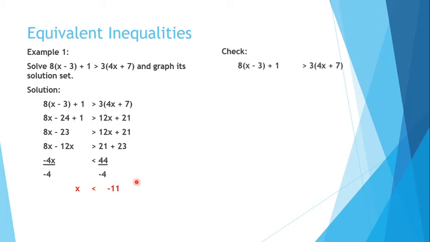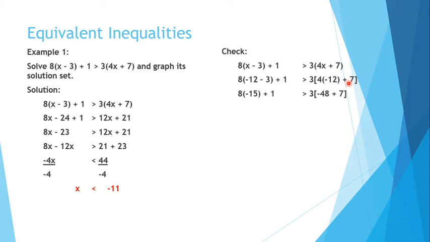Now, to check, we are going to use negative 12, because of course negative 12 is less than negative 11. Now we will substitute x by negative 12. So we now have 8 times (negative 12 minus 3) plus 1 is greater than 3 times (4 times the negative 12 that we substituted plus 7).